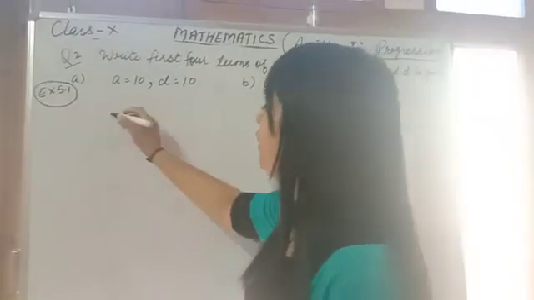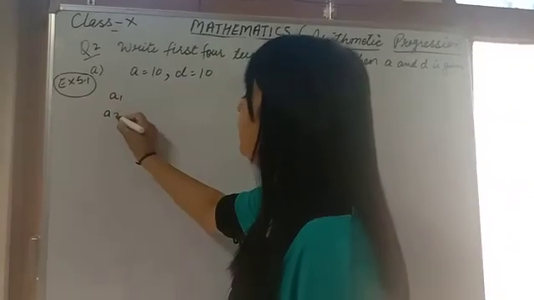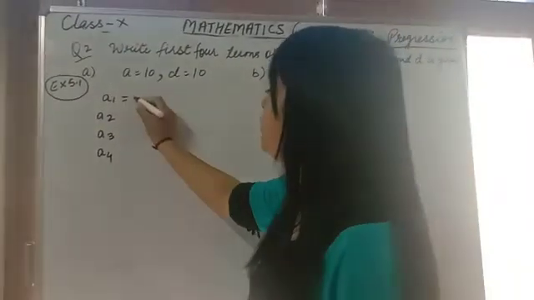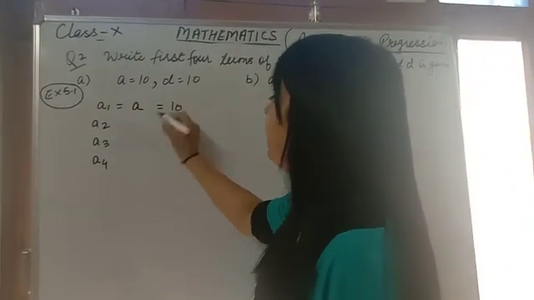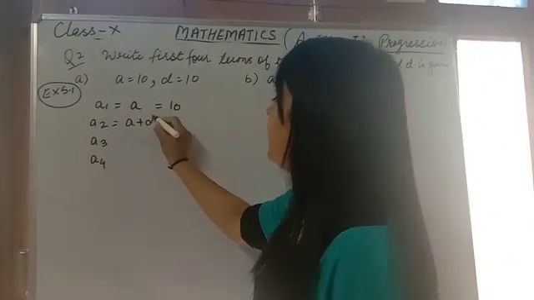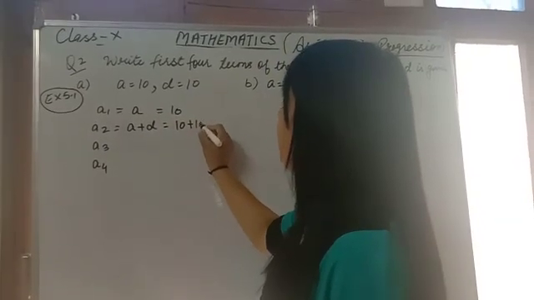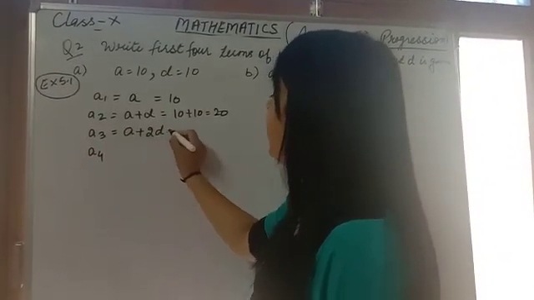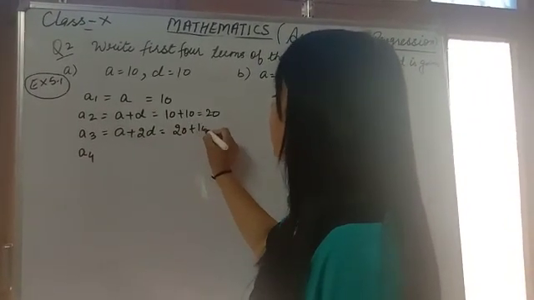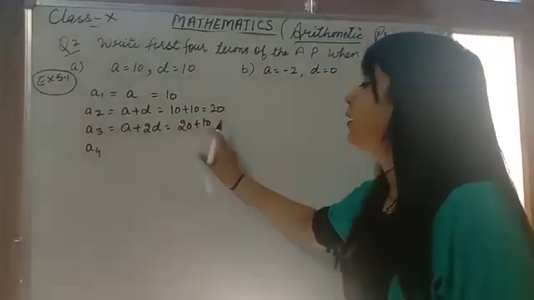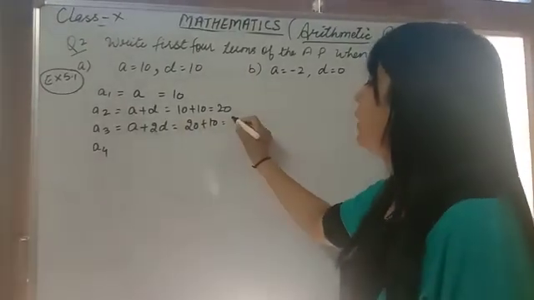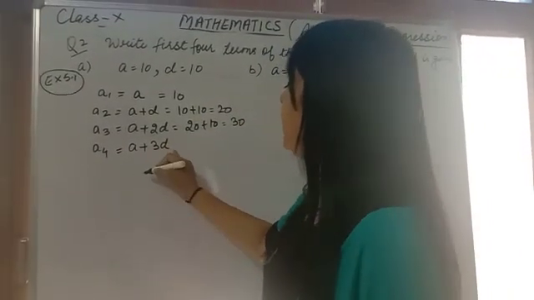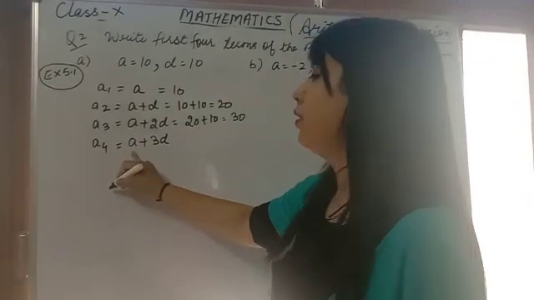The first four terms means we have to find a1, a2, a3, a4. a1 is equal to a, and that is 10. a2 क्या होता है? a plus d, that is 10 plus 10, this is 20. a3 होता है a plus 2d. Okay, तो this is 20 plus 10. हम डायरेक्ट a2 plus 10, a2 में कॉमन डिफरेंस ऐड करेंगे तो we'll get a3, so it becomes 30. a4 होता है a plus 3d, so 3d, 10 3 is 30, 30 plus 10 is 40.